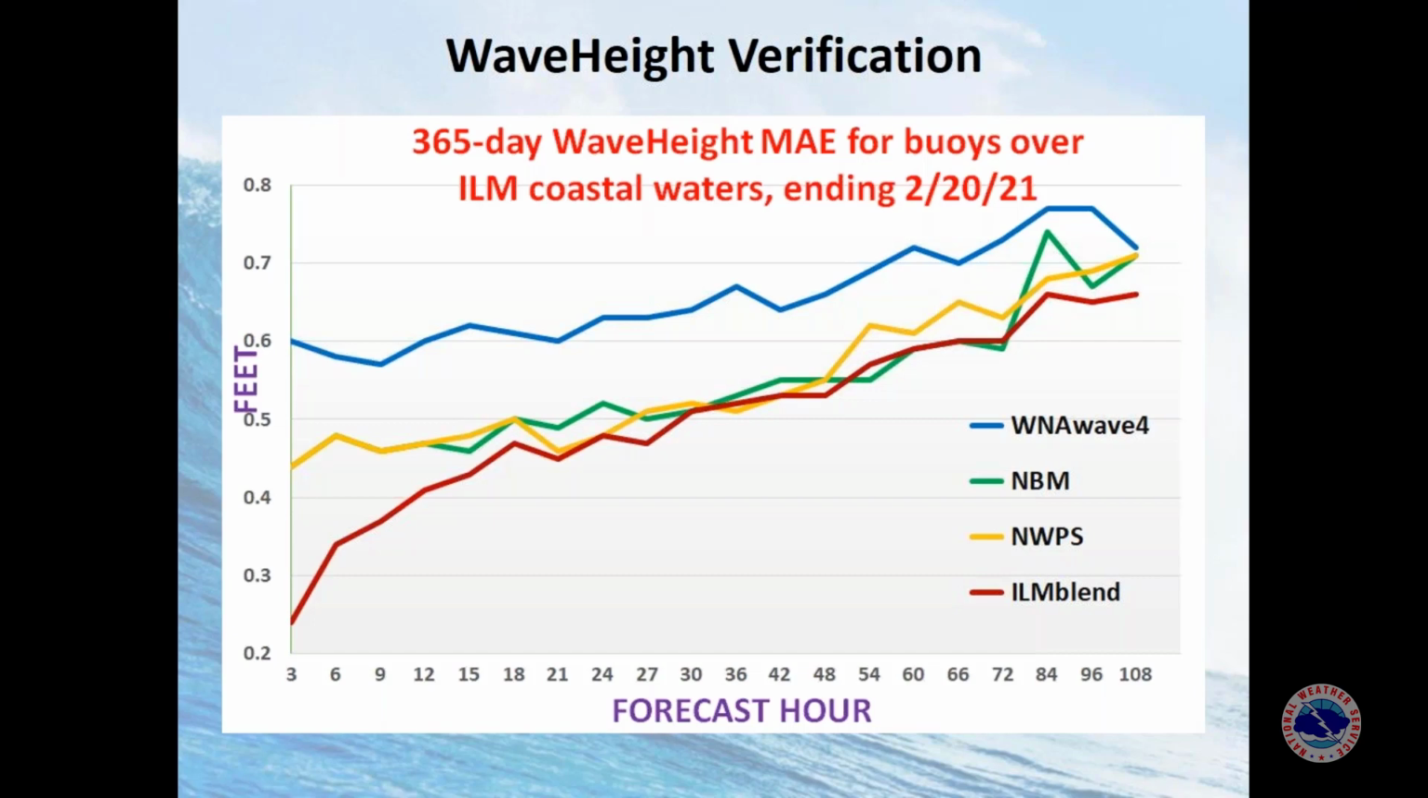And for the most part, the ILM blend does the best in the extended, but there are a couple times here or there, I think 1 or 2 times, where the NBM and the NWPS perform better. A lot of this has to do with how I had too much WNA Wave 4 blended into the ILM blend. So I've made some adjustments since then, and that's sort of the point of doing this verification too, because adjustments can be made after the fact. And I'm also putting into place some long-term bias corrections that weren't in there before. So hopefully when the verification is run again, we continue to see the numbers go down.